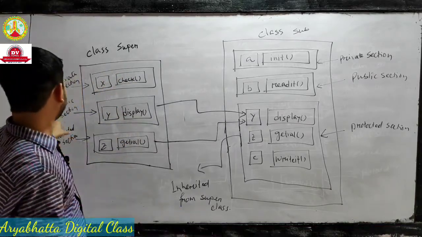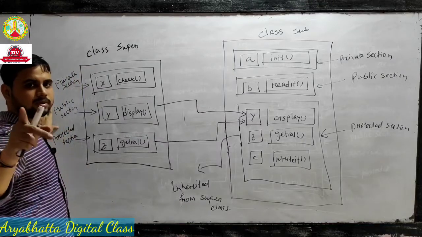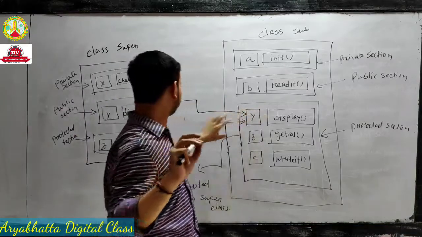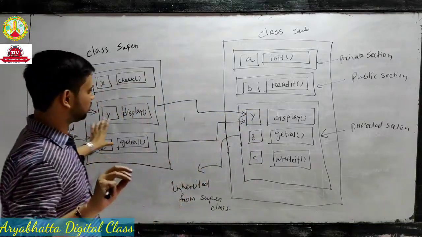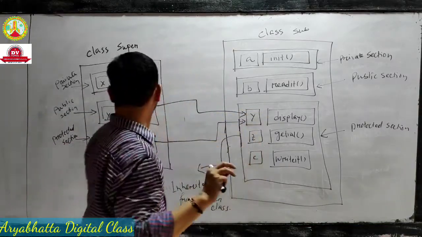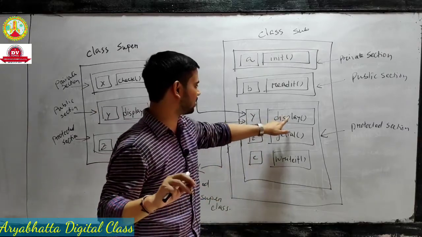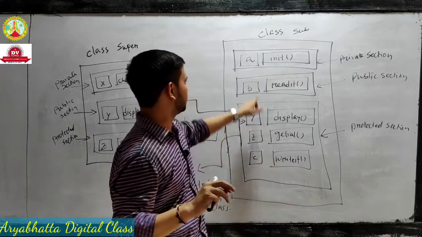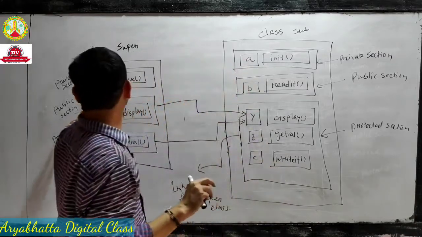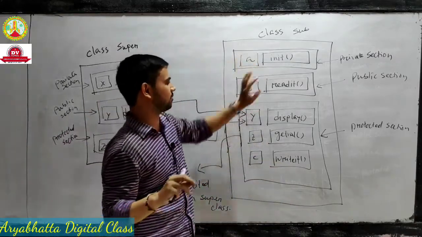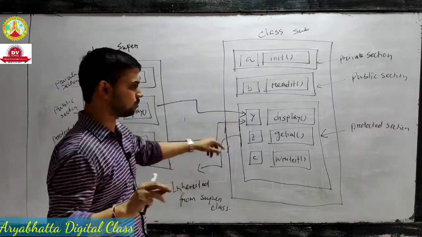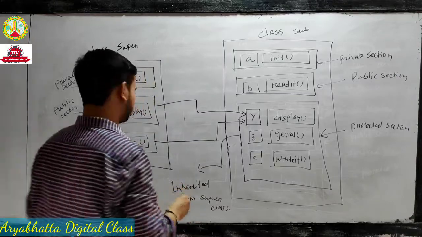And see, for public, the inheritable member of the derived class will be protected, and the protected section will also be in the protected section. Means for Y and Z, the data members and the member functions get and display will be created here, and private will be skipped. Public will also be protected, protected will also be protected, inherited from the superclass.